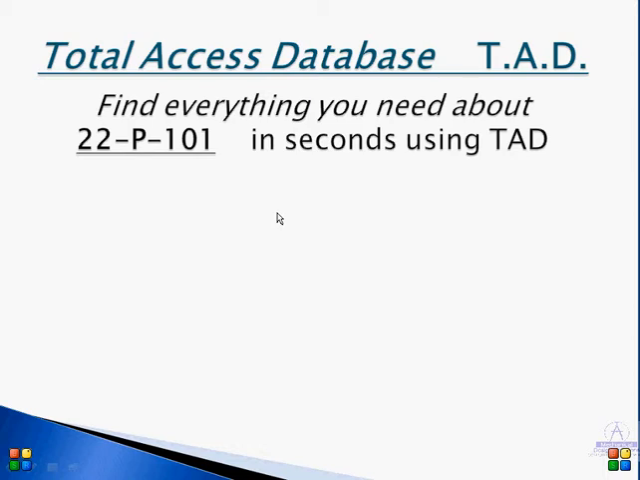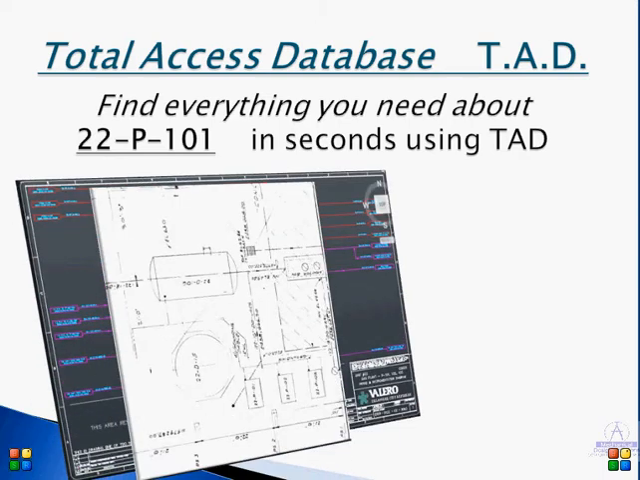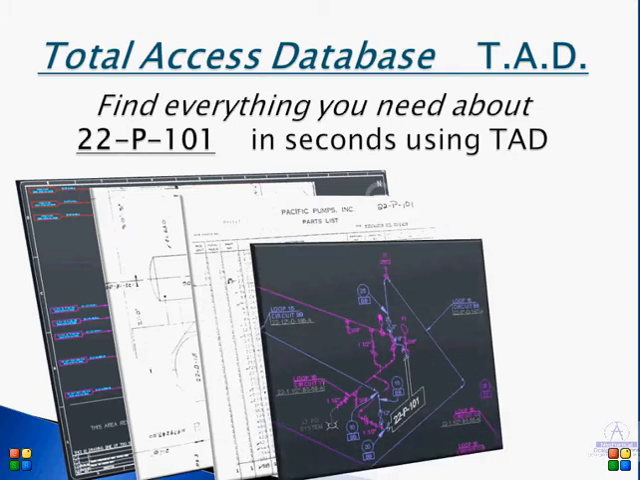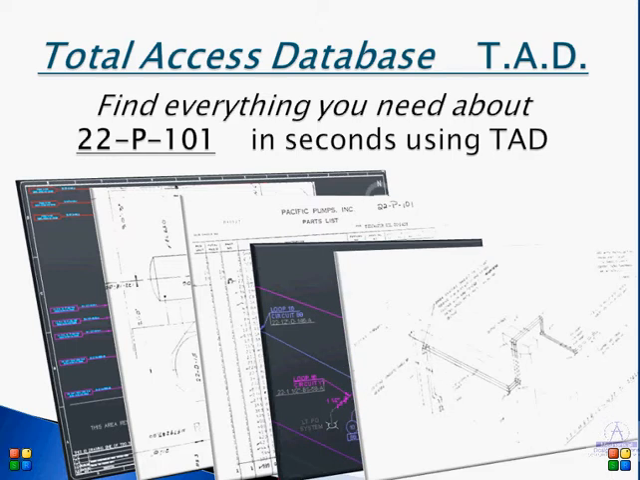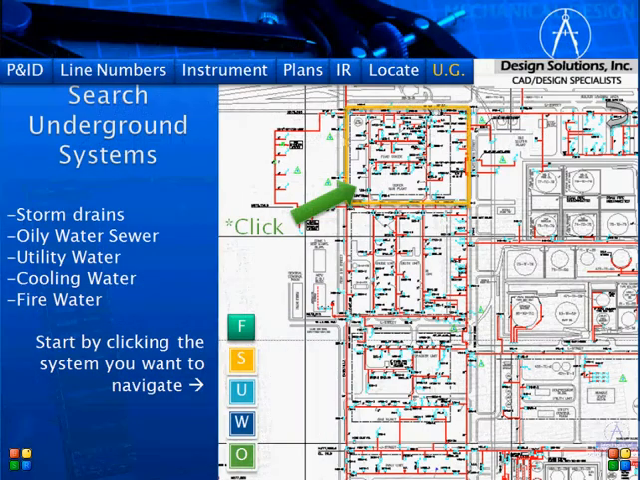So pretty much Total Access Database allows you to find everything within seconds, eliminating the hunt for your P&IDs, your orthos, your part list, your approved drawings for your inspectors, your electrical loop information, and your vendor drawings. Everything you really need you will find with the very minimum information.